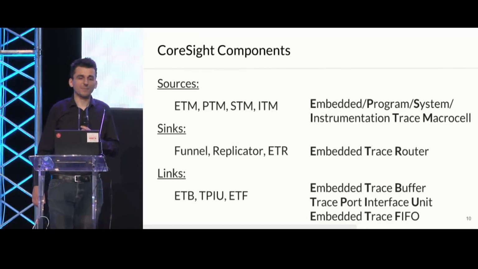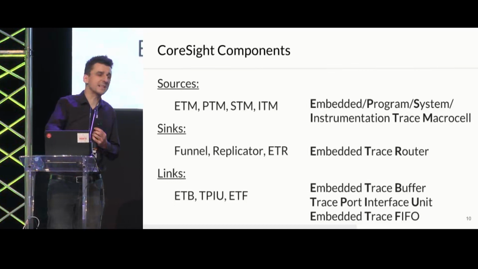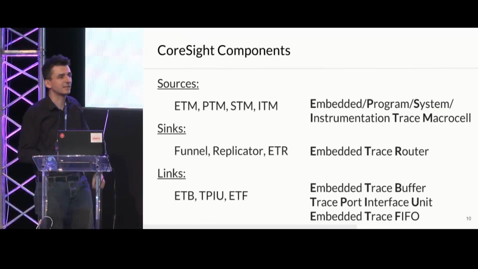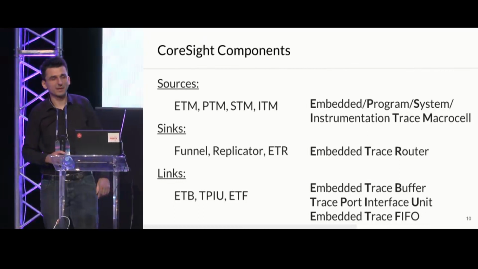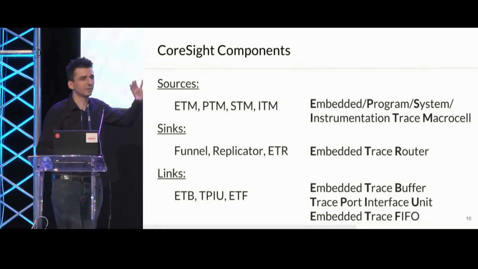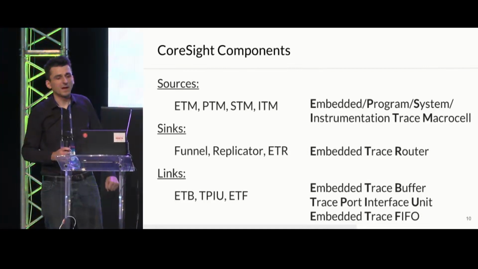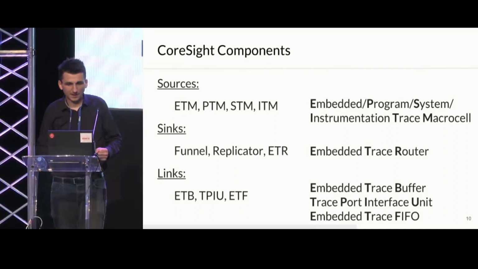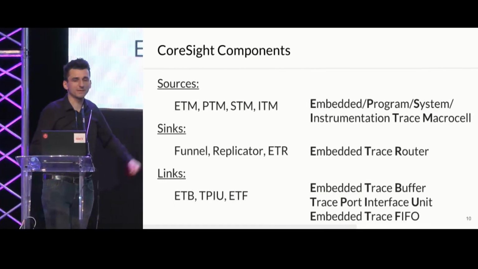Then you have the sinks and the links. This is incorrect. So the next thing is actually links, not sinks. So funnels, replicators, and ETRs are links between different components. These connect different things. A funnel basically is something like a multiplexer. A replicator is something that just makes multiple copies of something.